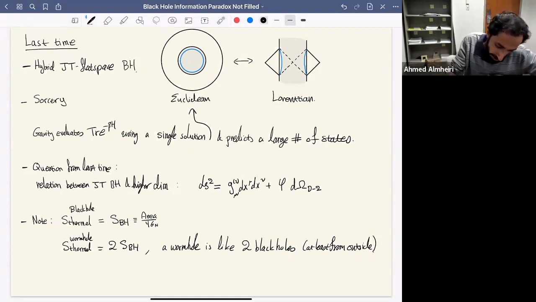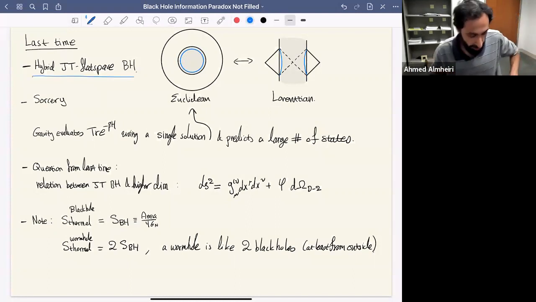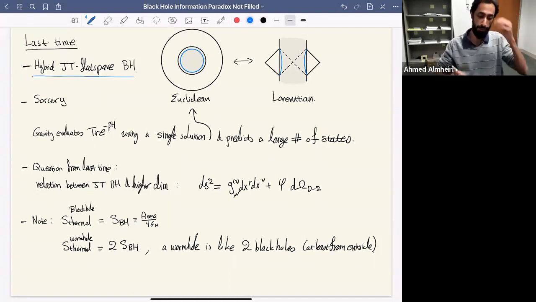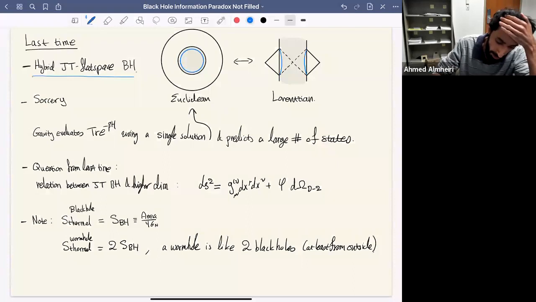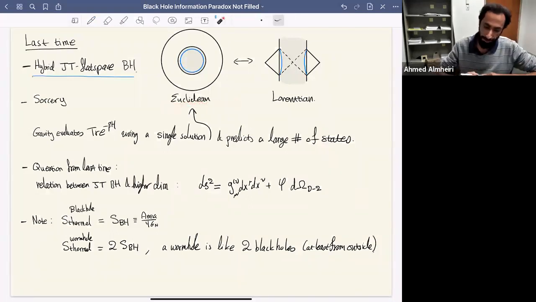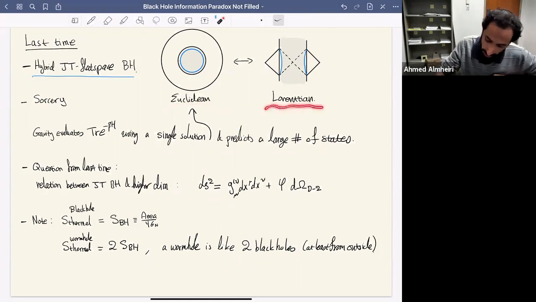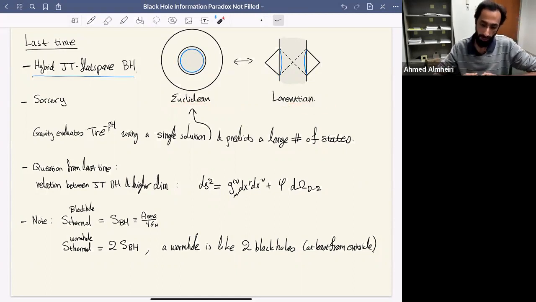So we talked about this, or I constructed this hybrid black hole in this JT flat space setup. This picture here represents the Euclidean version of the black hole, and this is its Lorentzian continuation.